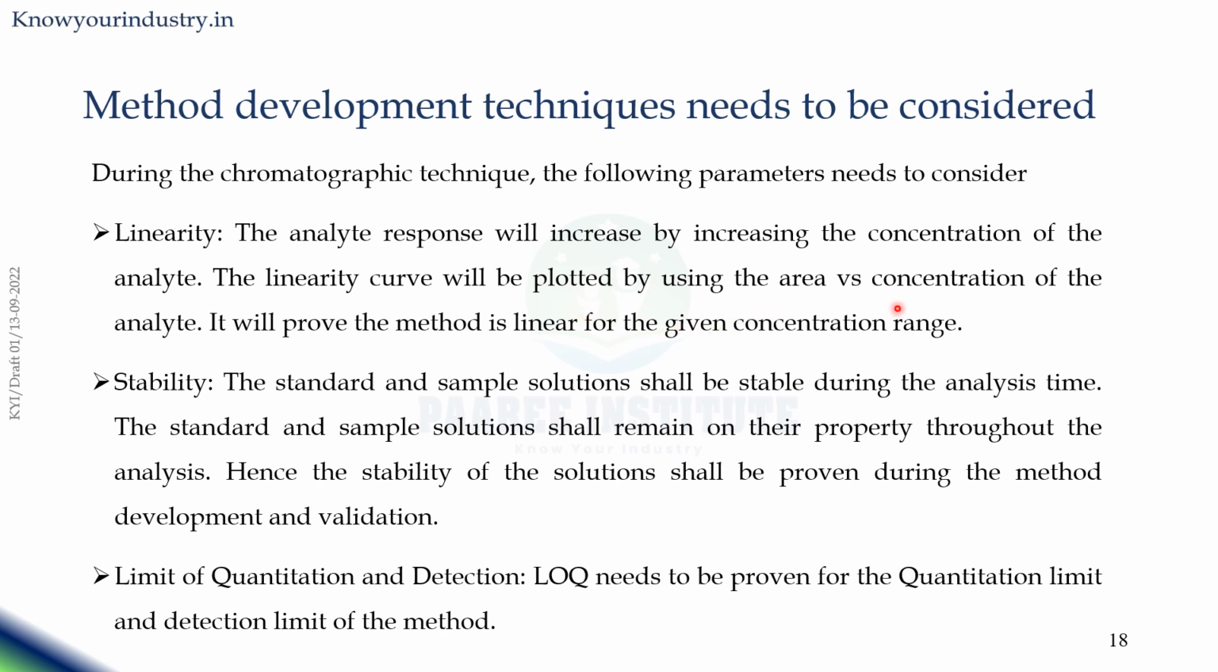So 50 mg will give, for example, a peak area of around 3000. Then 100 mg should give 6000. Then 150 mg should give 9000 and 200 mg will give 12,000 approximately. So that you will get a linearity curve which is having a good correlation coefficient of more than 0.99. Then your method is perfect.